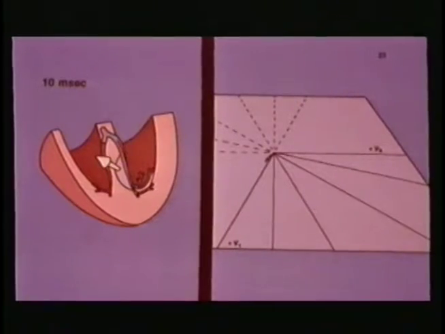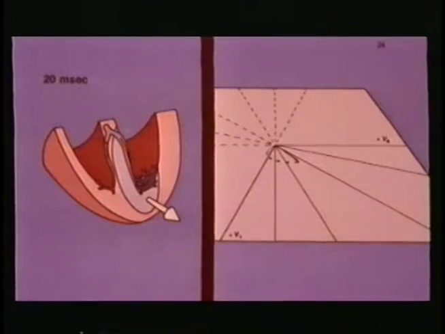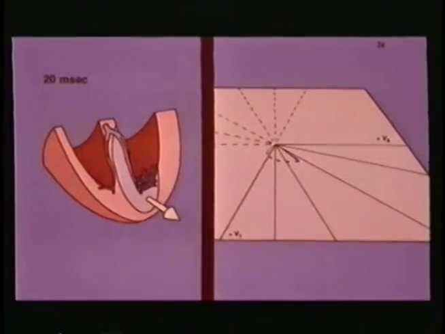23. The 10 millisecond septal depolarization vector usually retains its normal spatial orientation and its projection onto the horizontal plane appears normal. 24. The 20 millisecond equivalent spatial vector usually appears normal in its spatial orientation and projection onto the horizontal plane.